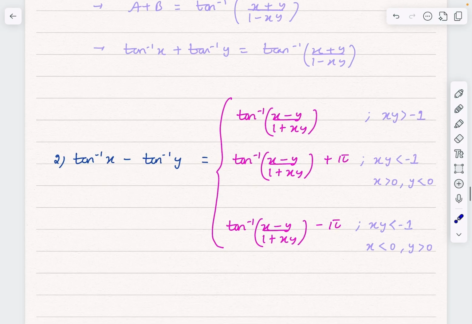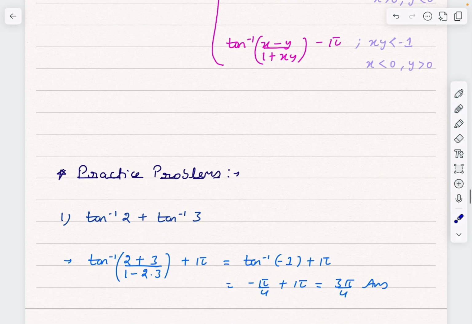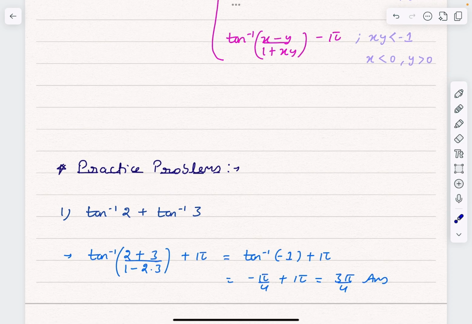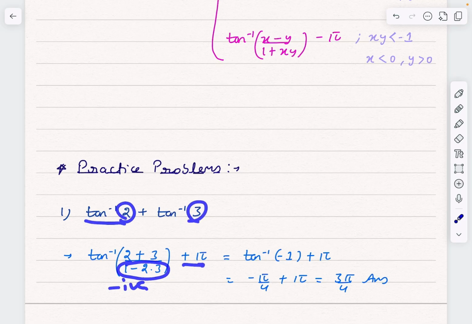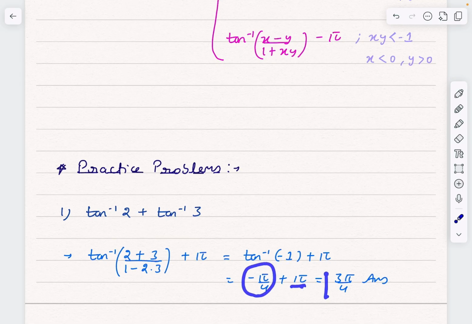Let us see some examples now. So first example I will discuss with you, then you can try. Tan inverse 2 plus tan inverse 3. You see, use the formula tan inverse of 2 plus 3 by 1 minus 2 into 3. You see that xy is more than 1, no? The denominator is negative here. But x and y both are positive, so we have to add pi. So we get tan inverse of 2 plus 3 by 1 minus 2 into 3, plus pi. This will become tan inverse of minus 1 plus pi. This will be minus pi by 4 plus pi, you get 3 pi by 4.